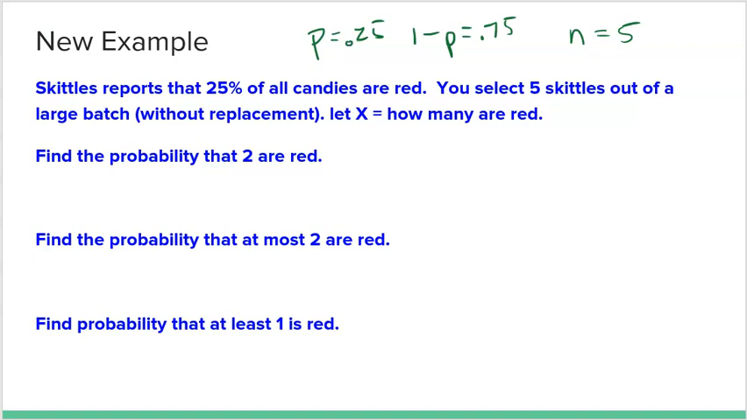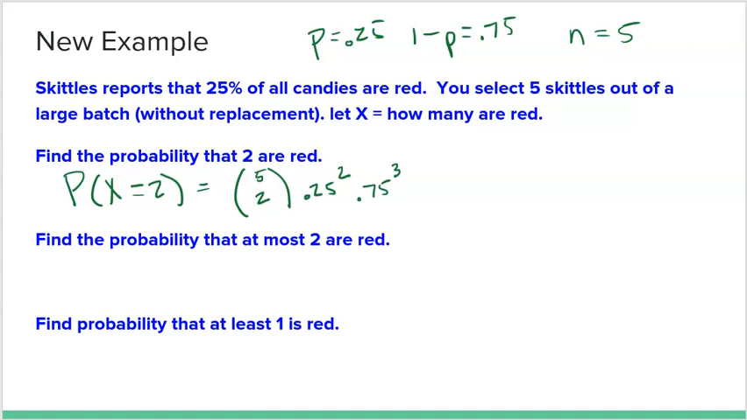All right, find the probability that there are 2 red. Let's first show proper notation. You always got to show proper notation. 2 red. All right, 5 choose 2. That's nothing more than a mathematical notation for how many different combinations you could have 2 successes out of 5. I need 0.25 raised to the second. Those are my 2 reds. I need 0.75 raised to the 3.